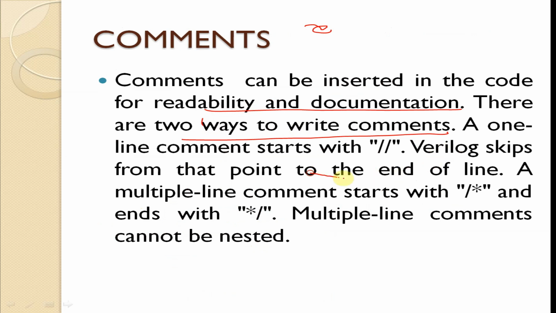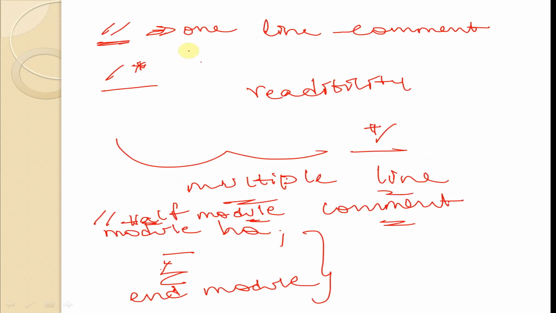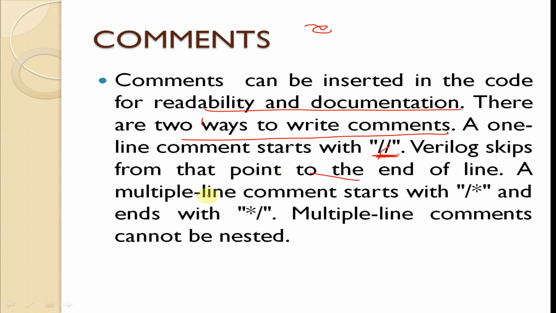So there are two types of comment. One is the one line comment, which starts with this symbol, and Verilog skips from that point to the end of the line. So the simulator will skip the execution of these comments. The one which is written inside these comments will be skipped by the simulator. And there is another type of comment, called multiple line comments, which starts with slash and star and ends with star and slash. For example, if we write slash star, and write anything inside this, Hello.